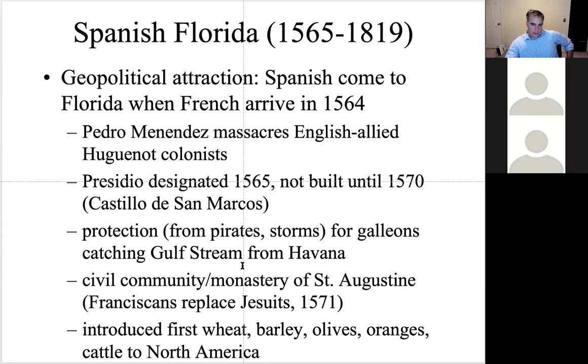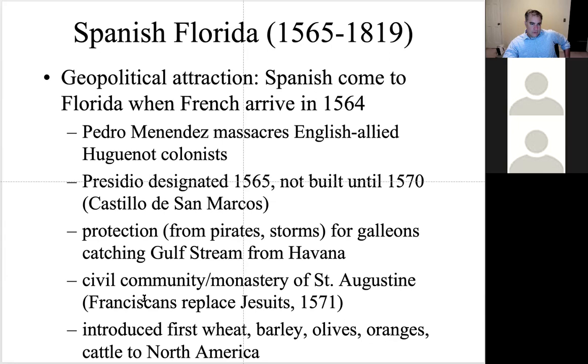Well, anyway, that's probably enough. But the mission at St. Augustine was initially occupied by the Franciscan order, and then later replaced by the Society of Jesus, the Jesuits, in 1571.